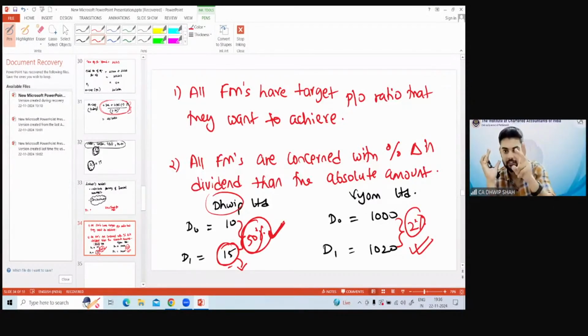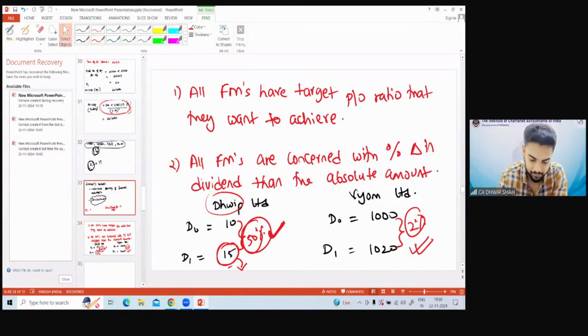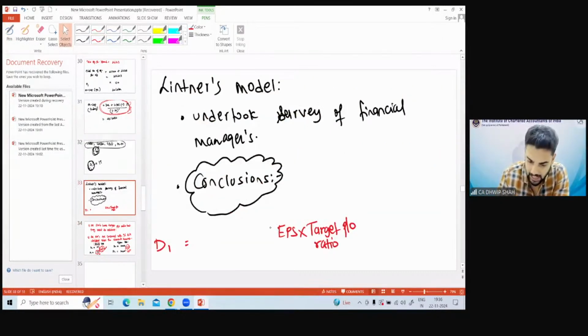So they are concerned with a change in dividend from last year, but in percentage terms. So from this target payout ratio, Lintner compared this target payout ratio, the current year's dividend, with last year's dividend.